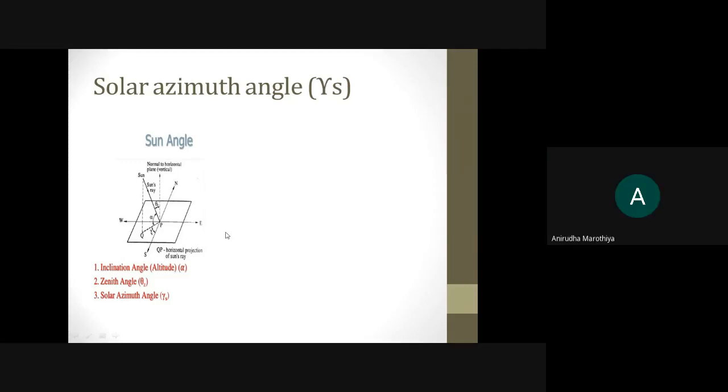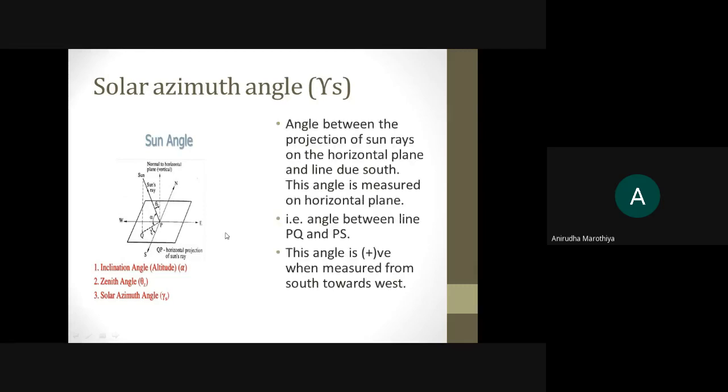Yes sir. ठीक है ना? So let us write the definition for this. I want you to write this definition. The angle between the projection of sun rays, or you can write incoming beam of solar radiation, one and the same thing. Angle between the projection of sun rays on the horizontal plane and the line due south.